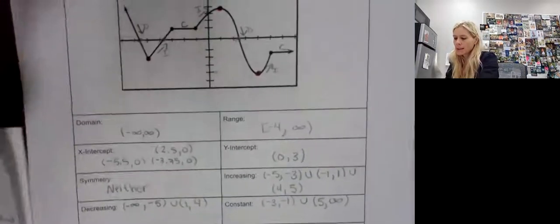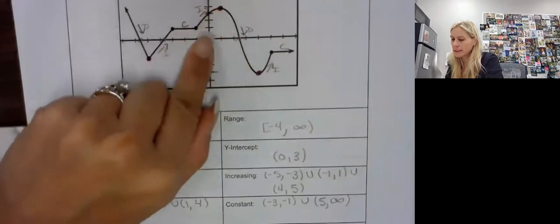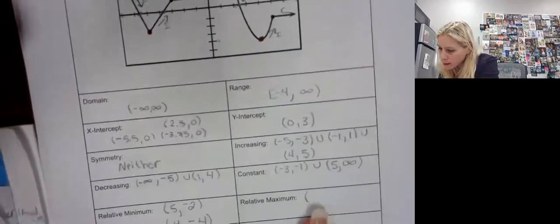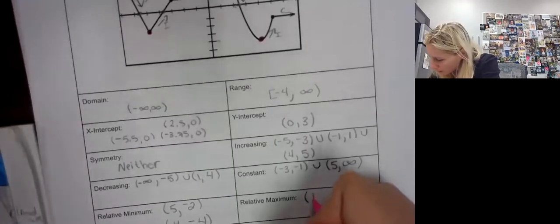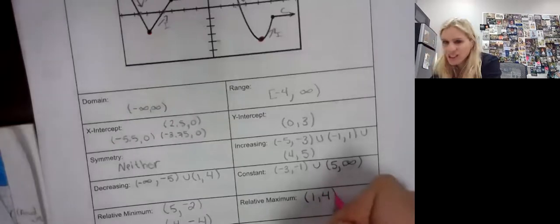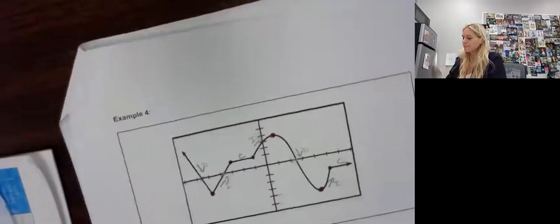Our relative max was right here, the change of increase to decrease. So that's at 1, 4. We'll just call that 1, 4. I know it looks a little bit lower, but we're going to just make it nice and easy for us, okay? Awesome, that was a big one. That's when you really know your stuff.